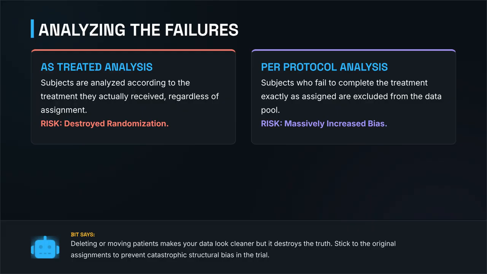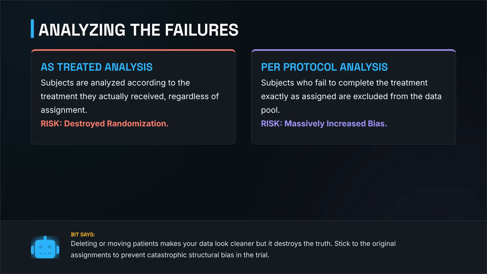These alternative methods represent the dark side of statistical analysis. When a pharmaceutical company desperately wants a drug to look effective, they might be tempted to use a per-protocol analysis. By deleting all the patients who experienced side effects and dropped out, they artificially inflate the overall success rate of the compound. The boards will heavily test your ability to recognize these fraudulent analytical techniques.